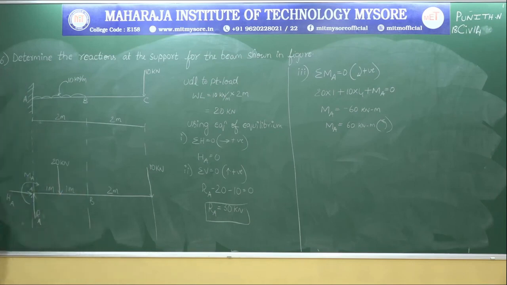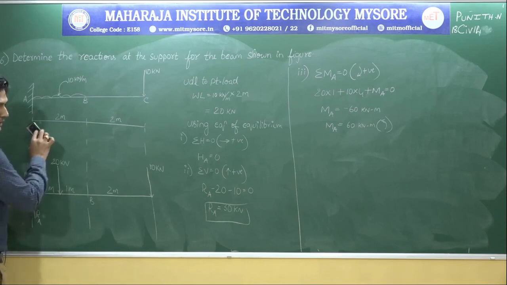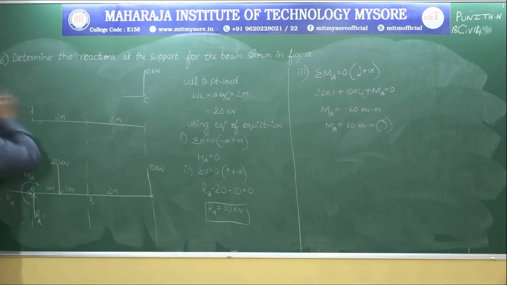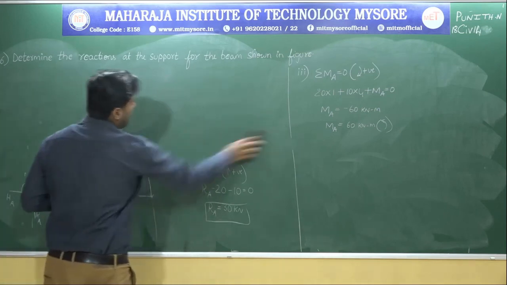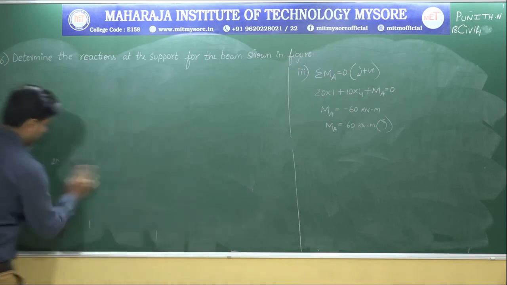Now let me move on with the fourth one. Find the reactions at A and B for the figure shown below. I will be rubbing this. Shall I? Determine the reactions at the support A and B.